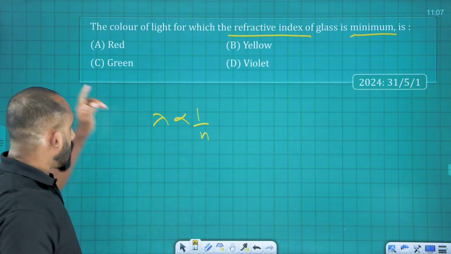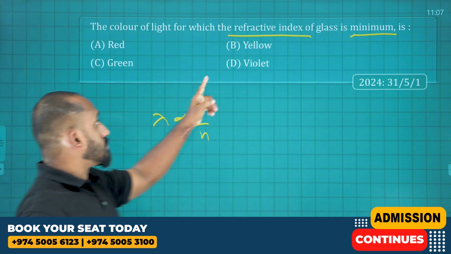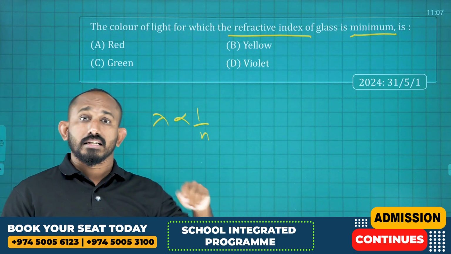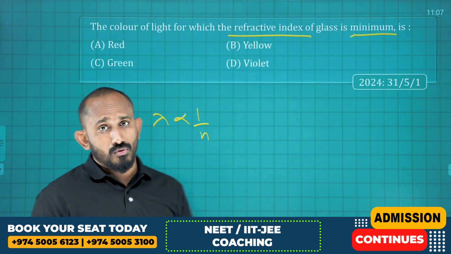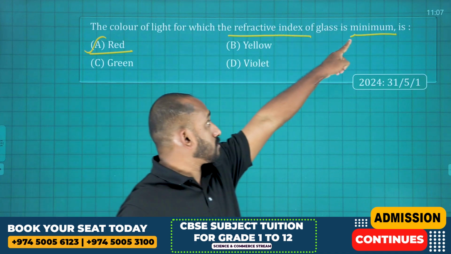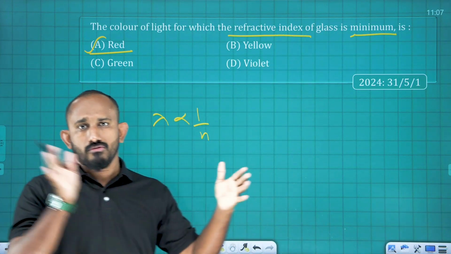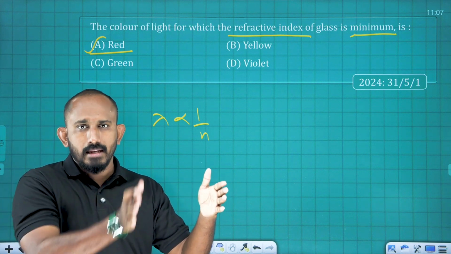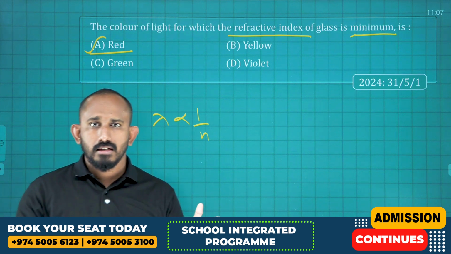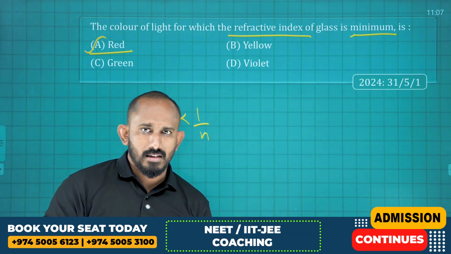So out of red, yellow, green, violet: the color of light for which the refractive index of glass is minimum is the one with the greatest wavelength. The greatest wavelength is red. So red is the answer, A is the correct answer. If the option is maximum, then violet is the answer. In the spectrum, VIBGYOR, violet, indigo, blue, green, yellow, orange, red, violet has the least wavelength and red has the greater wavelength. You have to keep that in mind. Okay? Let's go to the next question.